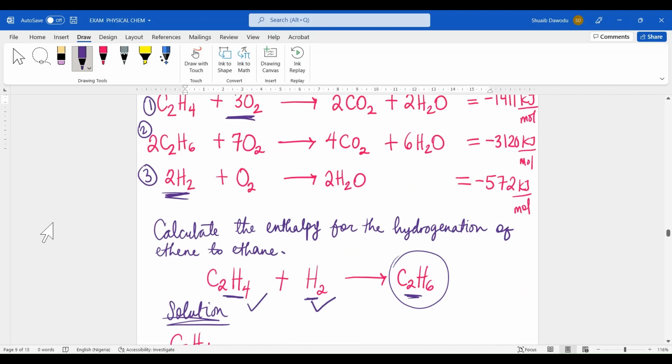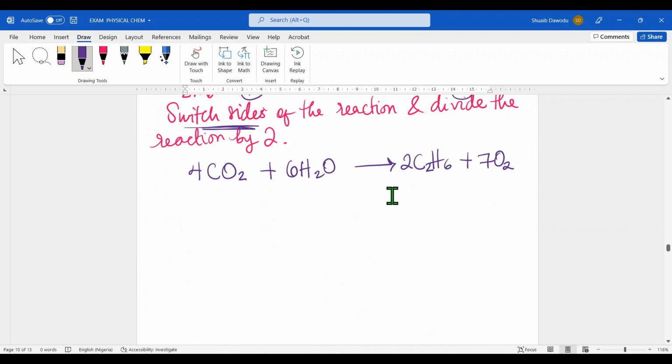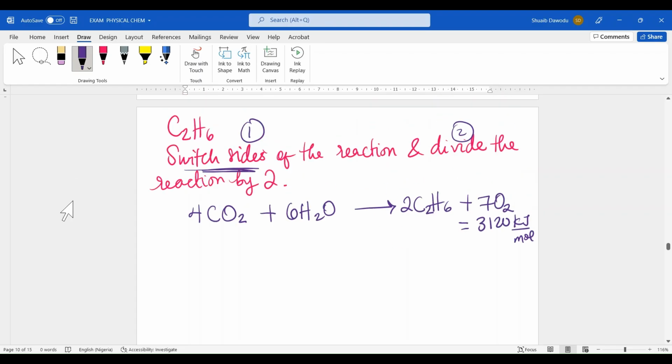Let's confirm that that's the same thing we have. That's perfect. And because we're switching, of course, we'll go from an exothermic to an endothermic reaction. So this negative 3120 kilojoule per mole becomes positive 3120 kilojoule per mole. When you switch the sides of a reaction, you are also going to have to switch the sign in front of the change in enthalpy value. So now we're going to end up with 3120 kilojoule per mole. Now let's not forget that we're supposed to divide the reaction by 2.